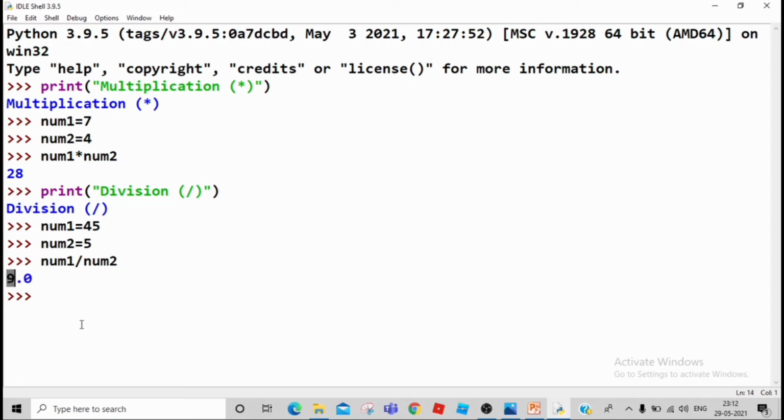So now let's proceed with the exponential operator. So what is the exponential operator?